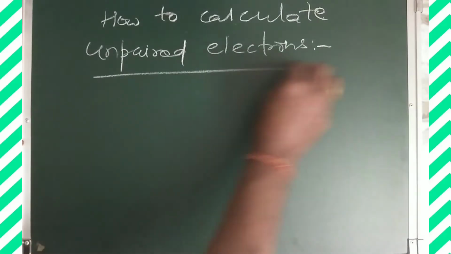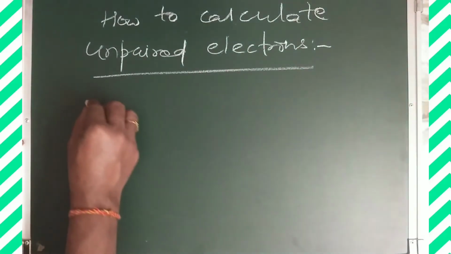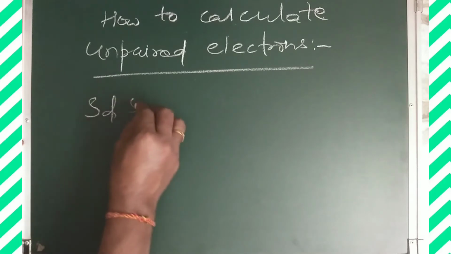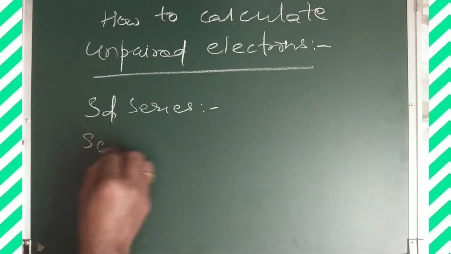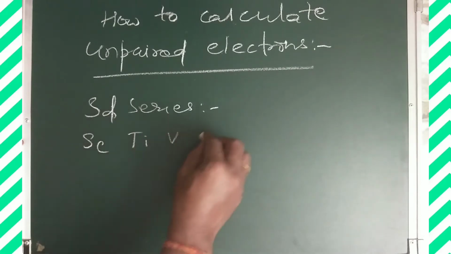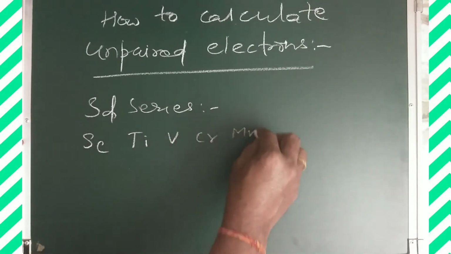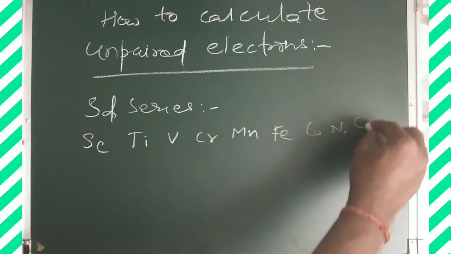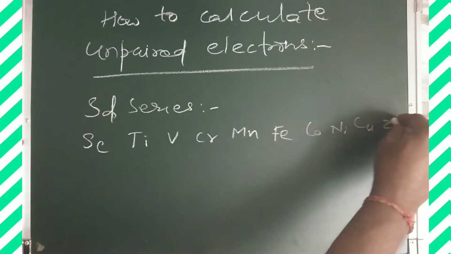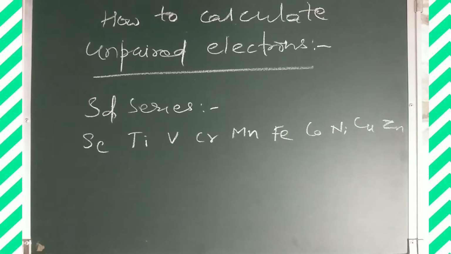So mostly the questions on unpaired electrons are asked from the 3d series. So you have to remember this 3d series, particularly scandium, titanium, vanadium, chromium, manganese, iron, cobalt, nickel, copper, zinc. Maximum questions are seen from this series only. So let me explain to you.